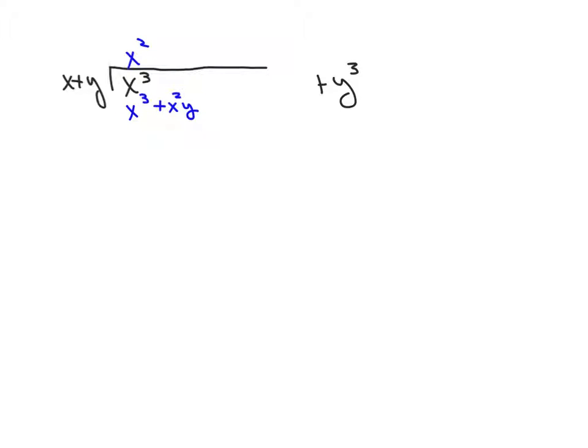Now we have to subtract, right? Let's go ahead and draw our line, and we put our minus. And remember, those go away because we subtract. Okay, 0 minus x squared y gives me a negative x squared y.